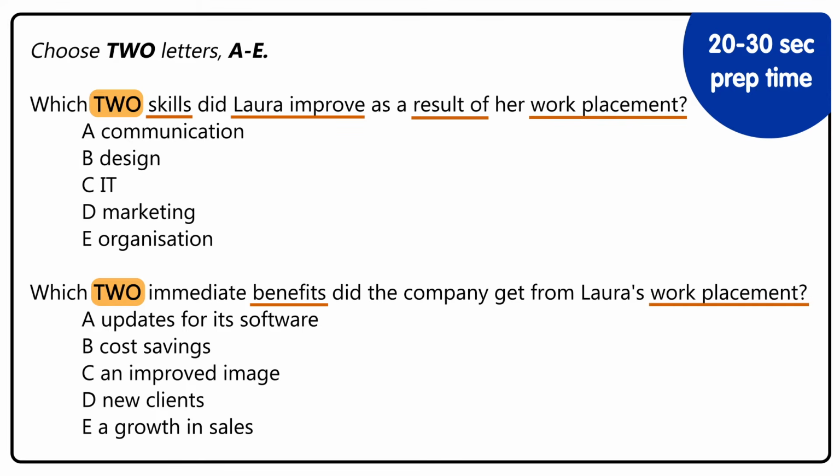Now let's read answer choices as fast as you can. Updates for its software, cost savings, and improved image, new clients, and growth in sales. So you should be aware of this trap that all these answer choices here are going to be said, and you are going to hear all of them, almost all of them. So beware of this exact language trap in this type of question.